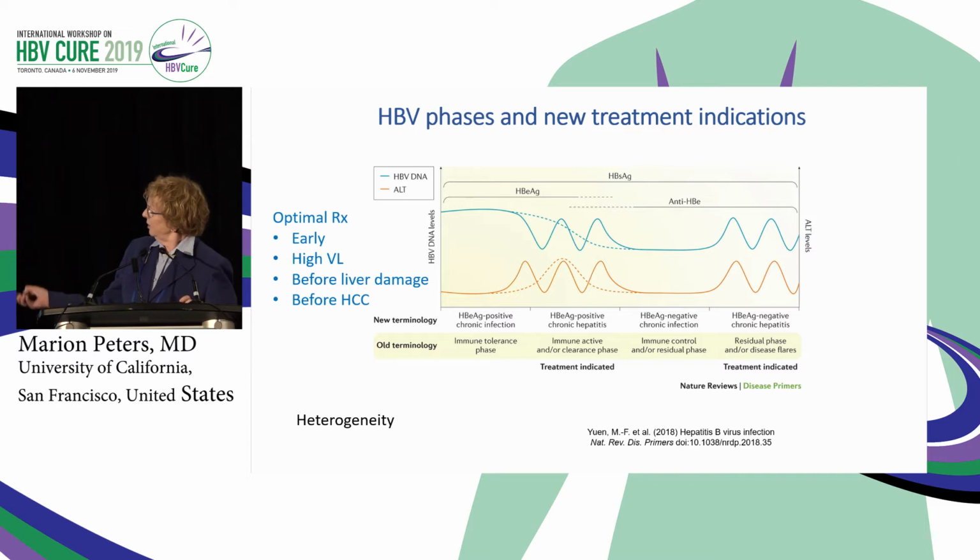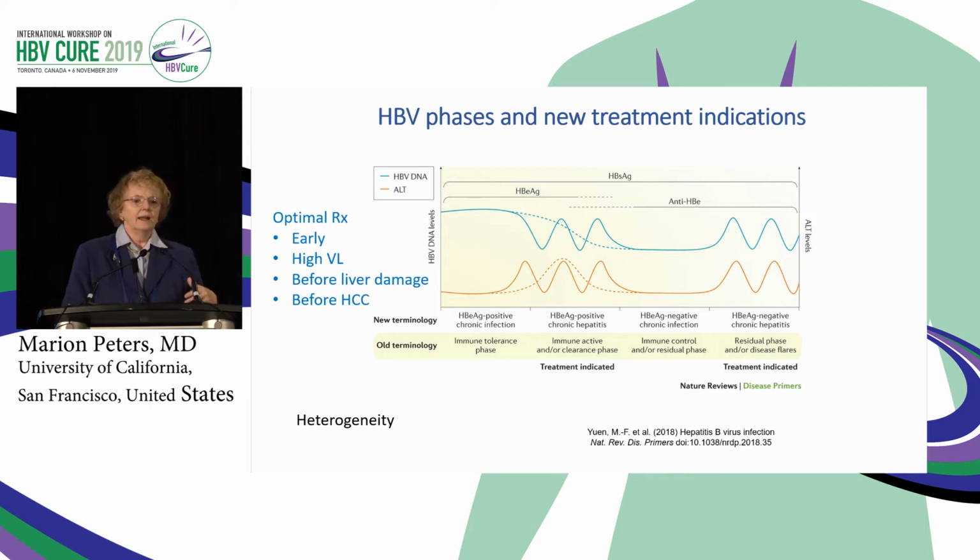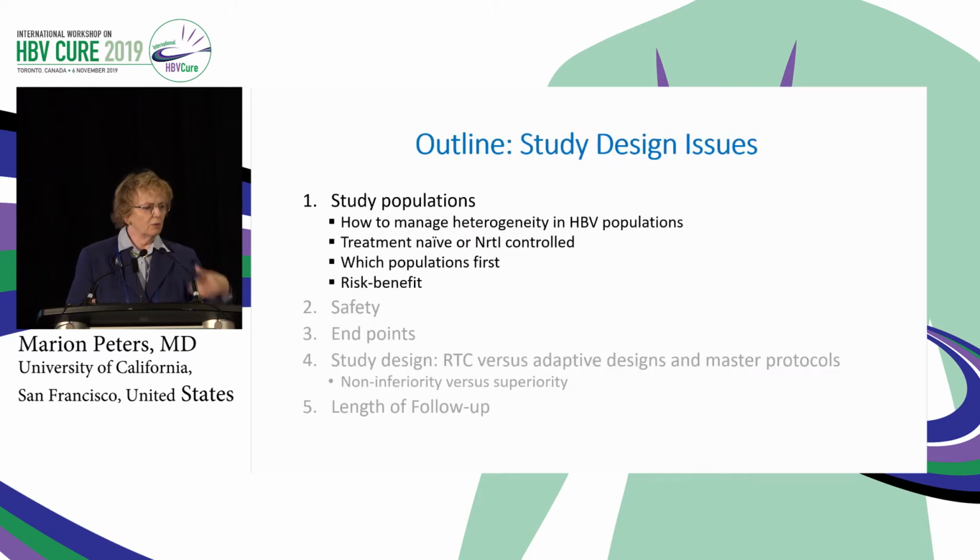And you can see when you look at this slide, the enormous heterogeneity in patient and virus. And we really have to consider this when we're talking about design issues. How do we manage heterogeneity in the hepatitis B population? Do we treat naive or nuke controlled? Which populations go first, and what's the risk benefit?